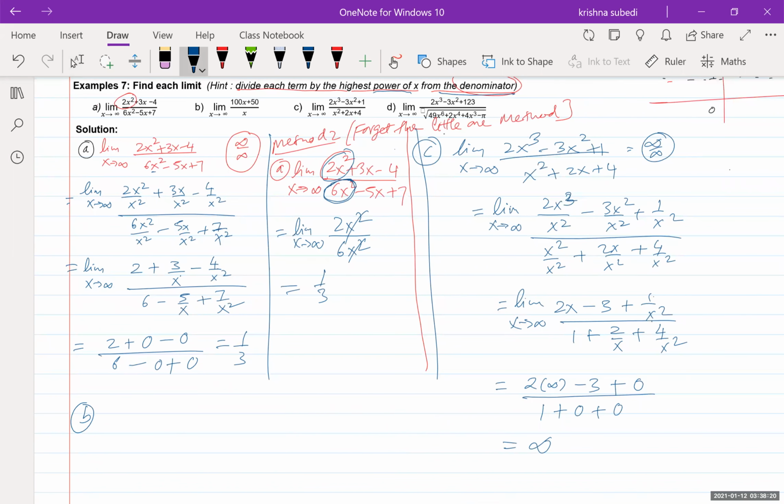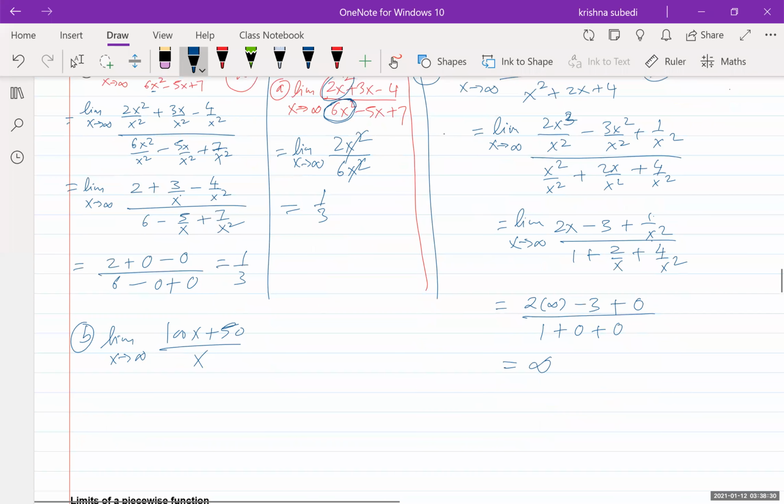Now let's look at part B by using that method. In part B, limit as x tends to infinity of (100x plus 50) over x. Now invite the leader. Leading means here x to the power 1, here x to the power 0. So the leader means the term with the highest power, which is actually 100x on the top, and x in the bottom is the leading term. So you invite them together, you put them together, and they will decide what the answer is. Done.